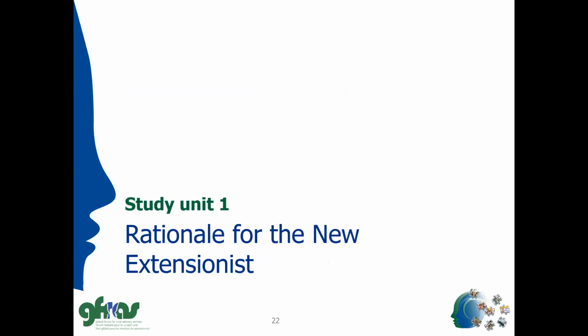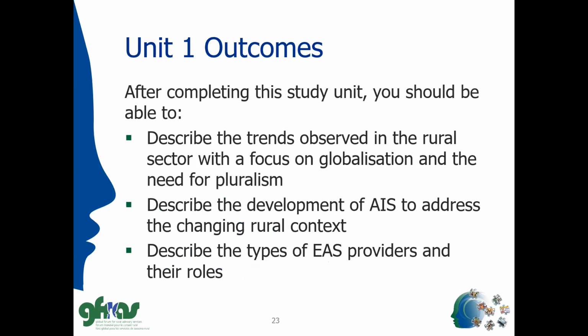So looking first at the rationale for the New Extensionist, what we want you to do after you've completed this module, and you're going to do this in full with the online version. You're not going to get the full learning today because there's not enough time. So we talk in this first unit about the trends going on in ag development today, with a focus on globalization and the need for pluralism. We'll describe the development of AIS, agricultural innovation systems, to address the changing rural context and to deal with the challenges that we face today. And then you should also be able to describe the types of providers and their roles within the agricultural innovation system.